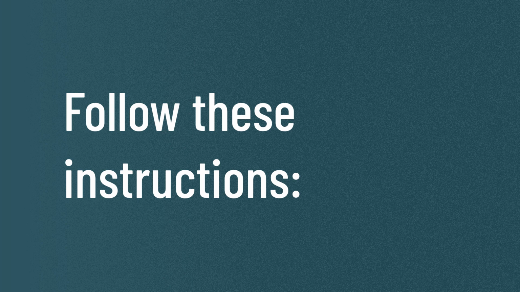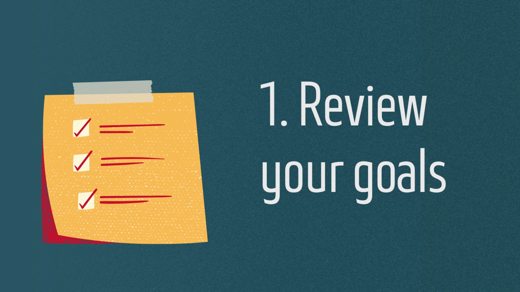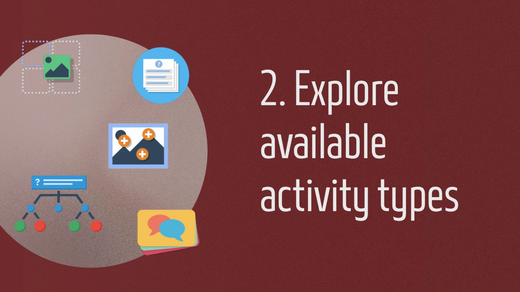In general, to develop H5P activities for your class, you'll want to follow these instructions. First, review your goals for your assignment or activity. What are you trying to do? Do you want this activity to present information in a unique way, or to assess students' grasp of the content they've already been taught? Second, explore the available activity types on h5p.org.